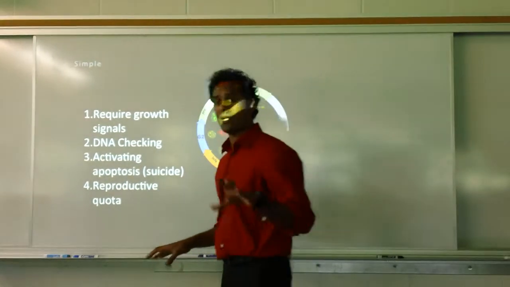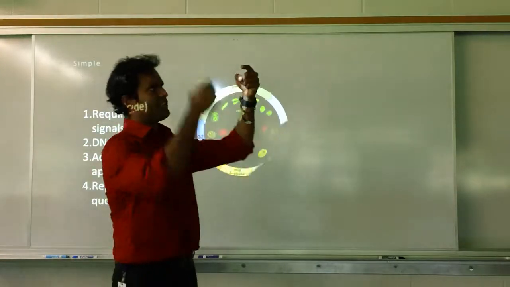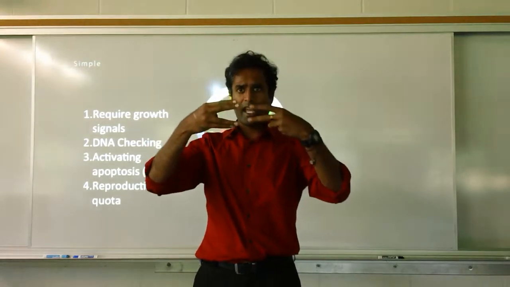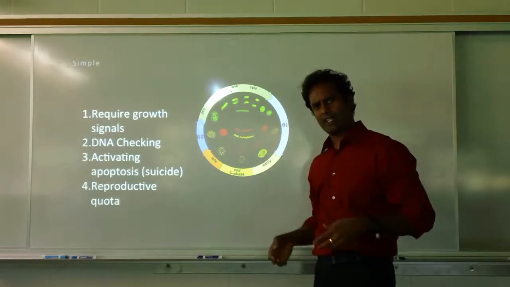They also have a process by which cells can check the DNA. If you have DNA, you know that T's line up with A's, G's line up with C's, and so on and so forth. And when those line up, that generally means that you've copied DNA successfully.